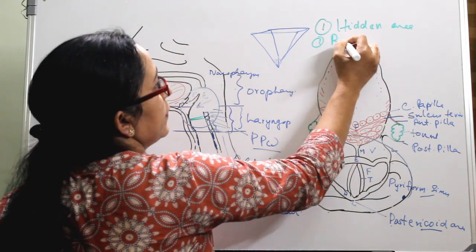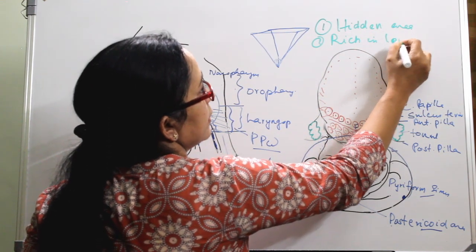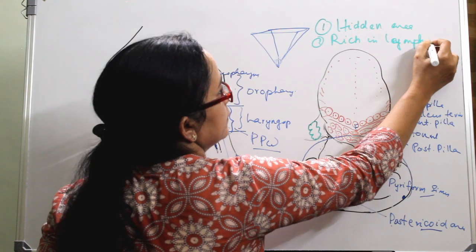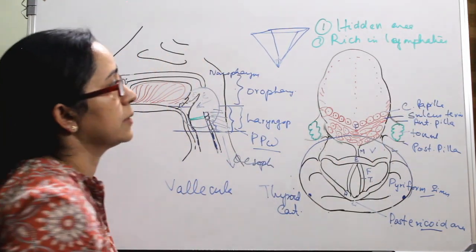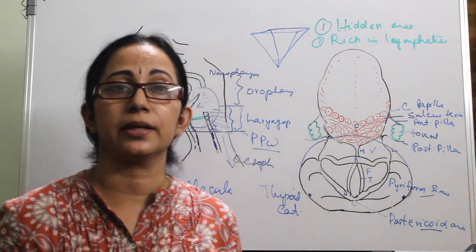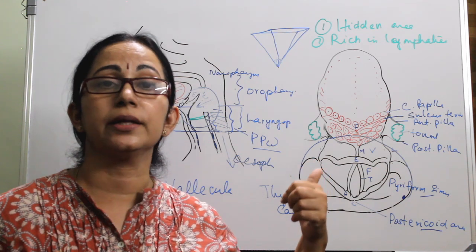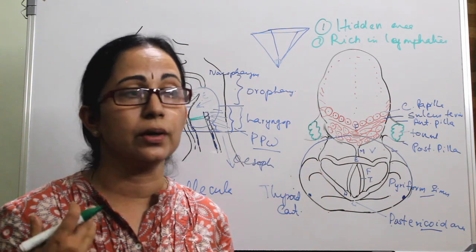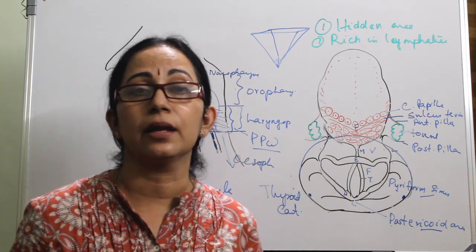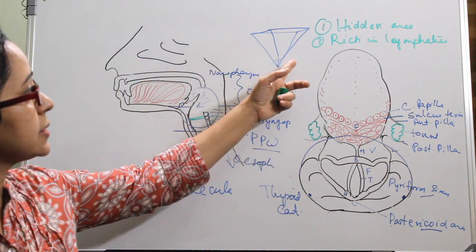Two, rich in lymphatics. So, what is the importance? It is rich in lymphatics. So, in early stages of malignancy, it will present as an and this lymphatics will drain into upper deep cervical lymph node. So, the late stages, the malignancy will present as a neck node. Okay. So, that is second.